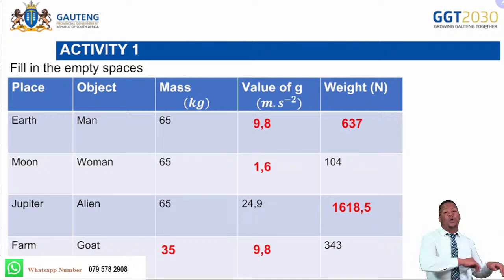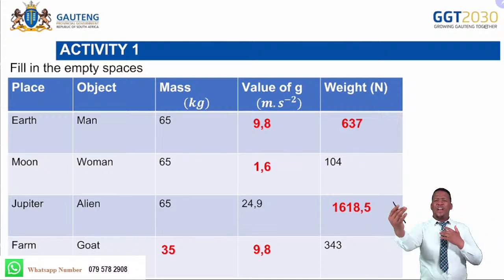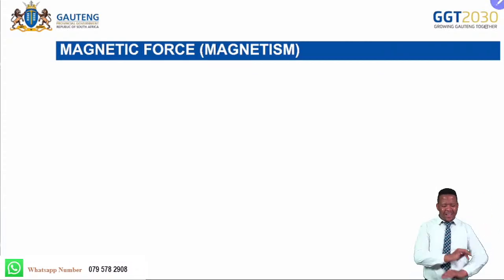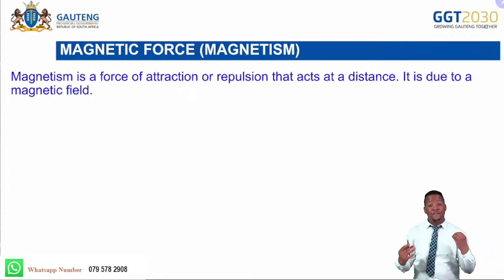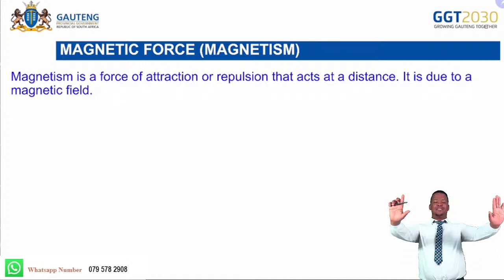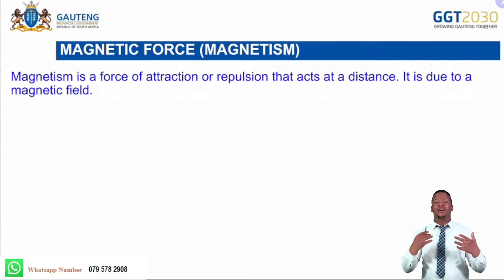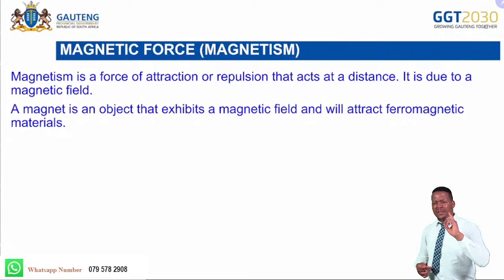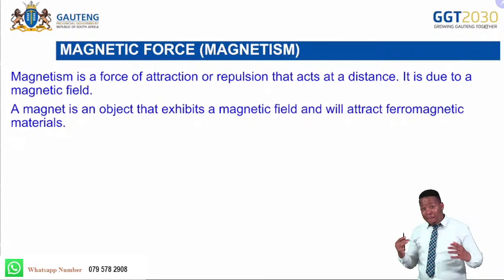So now we are jumping straight into magnetic force, right? Now we are attracting, we are repelling. Magnetic force, magnetism. Magnetic force is a force of attraction or repulsion that acts at a distance. It is due to a magnetic field. A magnet. So what is a magnet? Do you know what a magnet is? Have you seen a magnet?